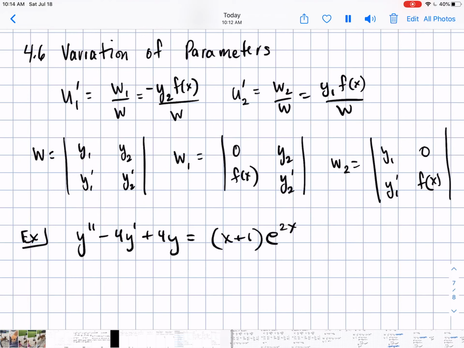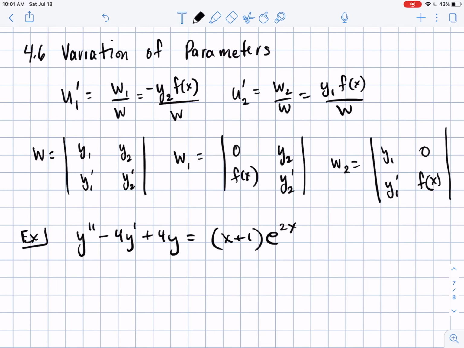Today, what I've got on here is 4.6, variation of parameters. This is another way of getting y of p. Let me just move this down a bit, this example that we're going to do.